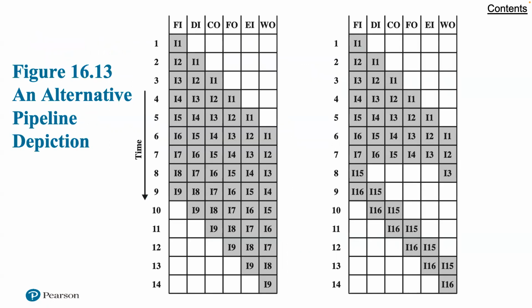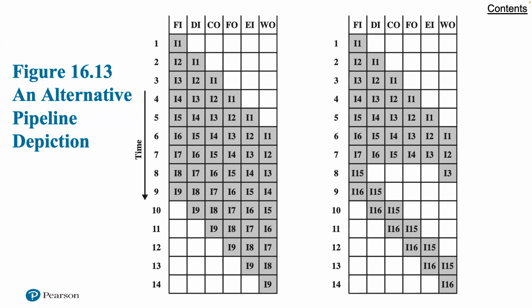To clarify pipeline operation, it might be useful to look at an alternative depiction. Figures 16.10 and 16.11 show the progression of time horizontally across the figures, with each line showing the progress of an individual instruction. Figure 16.13 shows the same sequence of events with a time progression vertically down the figure, and each row showing the state of the pipeline at a given point in time.